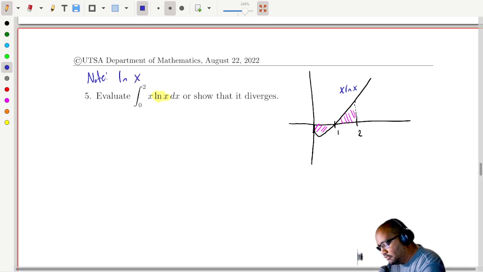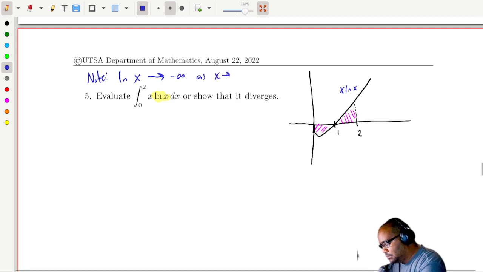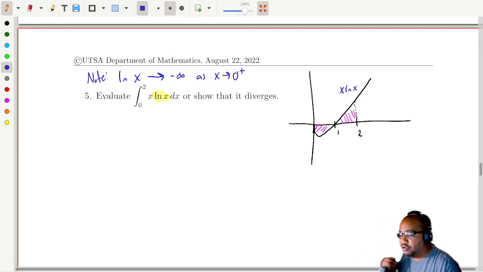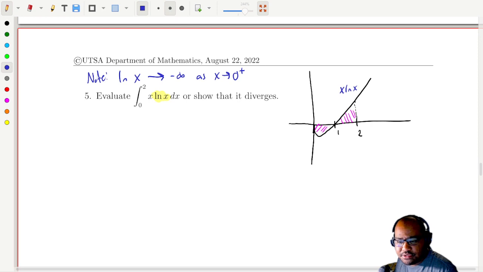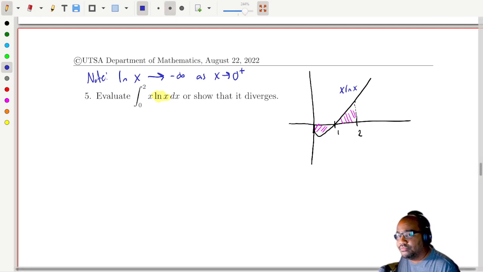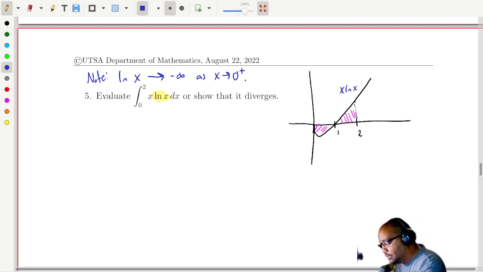That log of x goes to, well, it goes to minus infinity as x approaches 0 from above, okay? That's something that we need to have, as we take the limit of that thing here. Okay, we're going to have a problem.